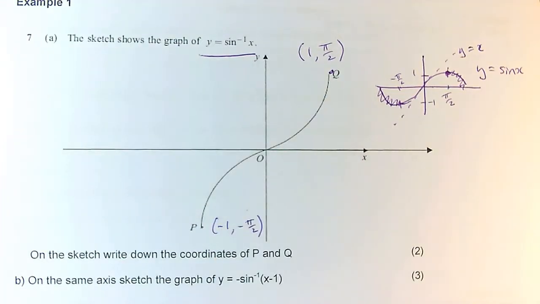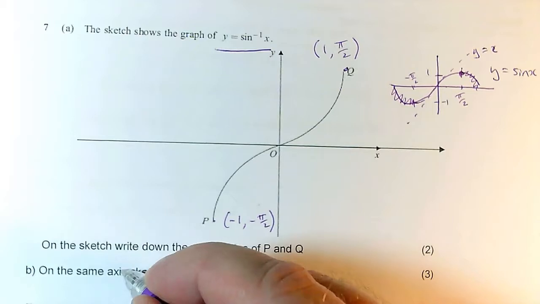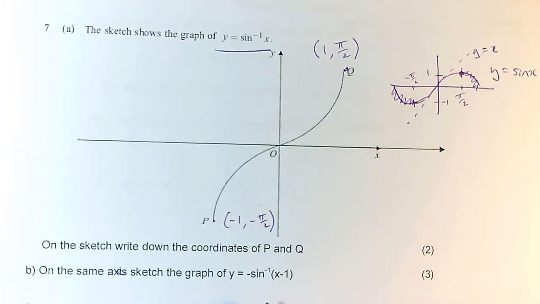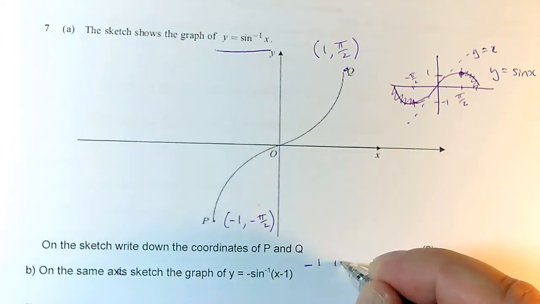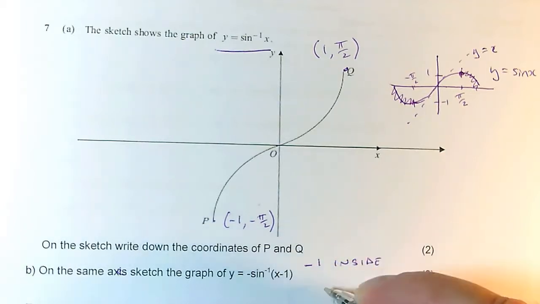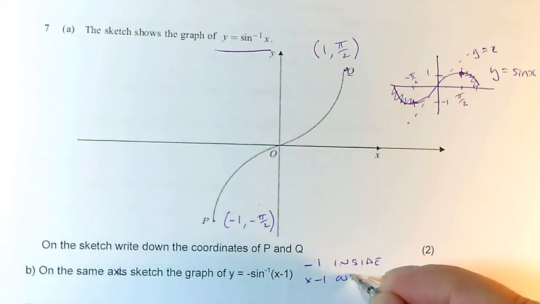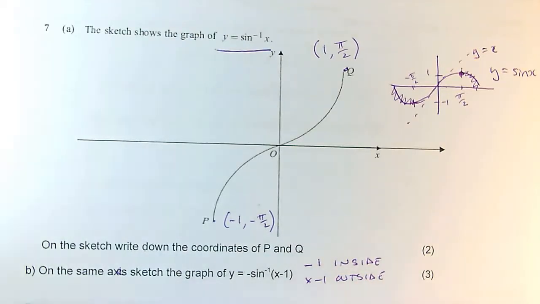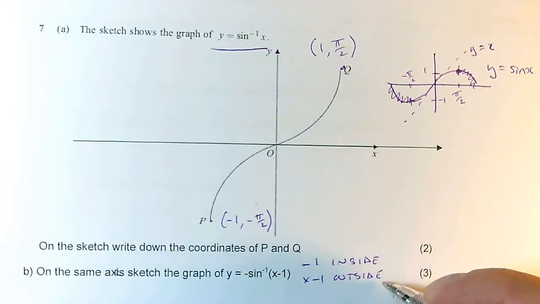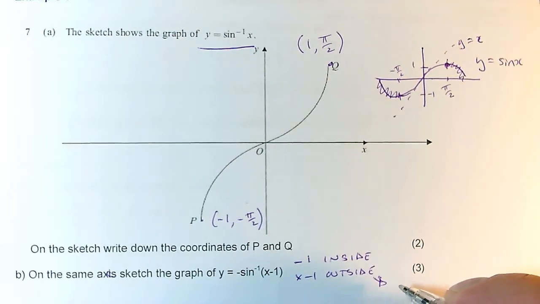All right, and then on the same axes, sketch the graph of y equals minus the inverse sine of x minus 1. So this is transformations. What have I done? I've done a minus 1 inside, and I've done a times minus 1 outside. We go through the order: vertical first, then horizontal. The only vertical change I've got is this vertical stretch factor of minus 1. The way we actually describe that, it's a vertical stretch factor minus 1, which is a vertical flip.